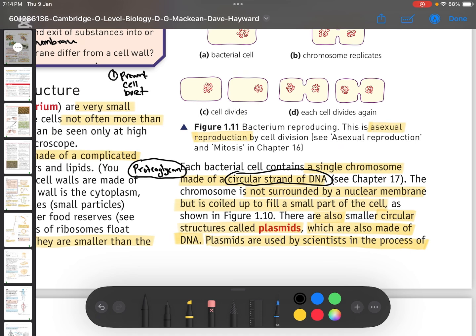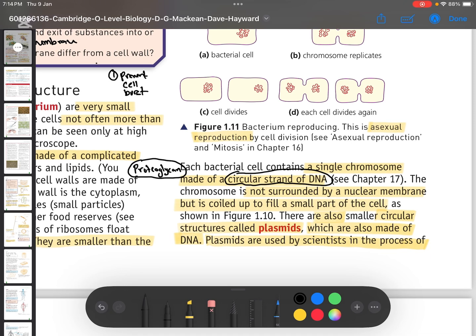The animal cells have a linear DNA, right? And no, but the plant cells have a circular DNA as well. But for now, what we need to know is that the bacterial cell has a circular DNA, the animal cell has a linear DNA, and the plant cell has a circular DNA as well.